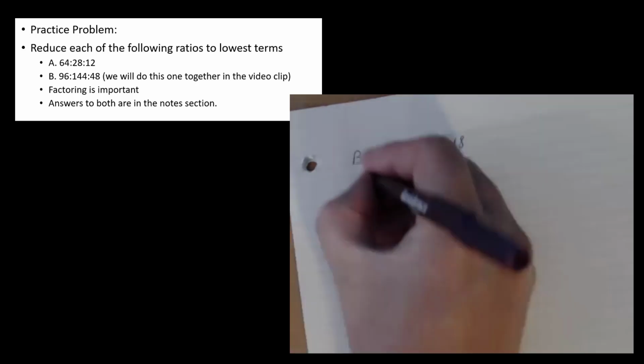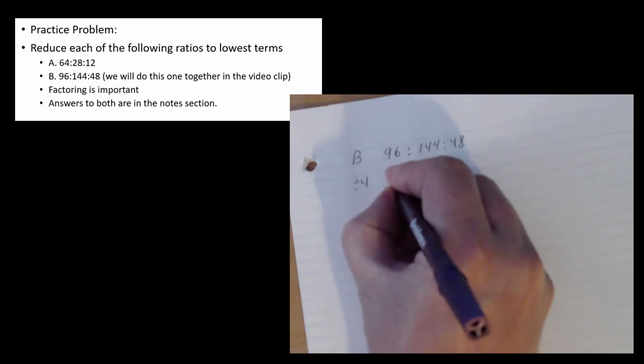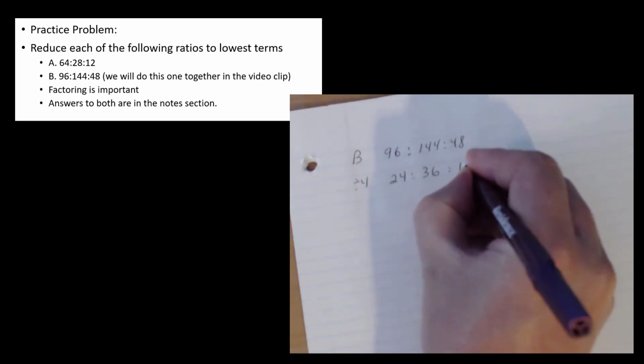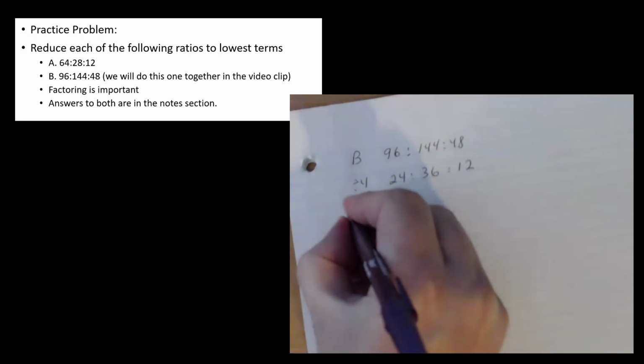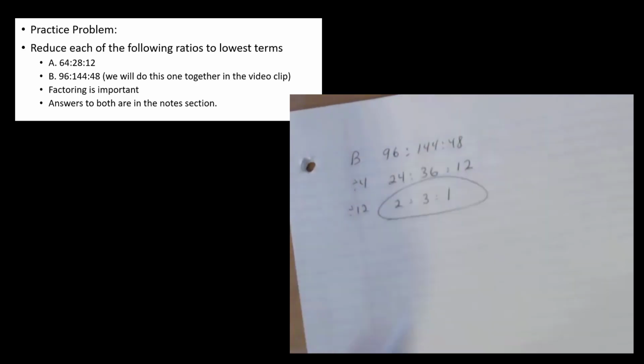But I kind of see, ooh, could be 2, could be 4. So let's divide by 4. I punch it into my calculator, and I get 24 to 36 to 12. And then I see those all look like they're divisible by 12. So let's divide by 12. I get 2 to 3 to 1. All set, easy as that.